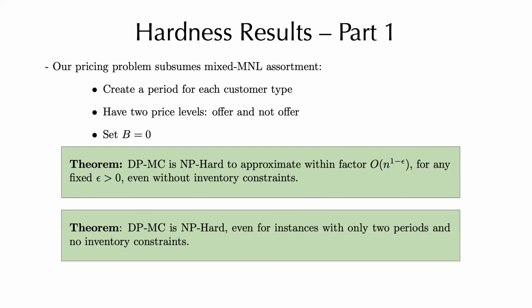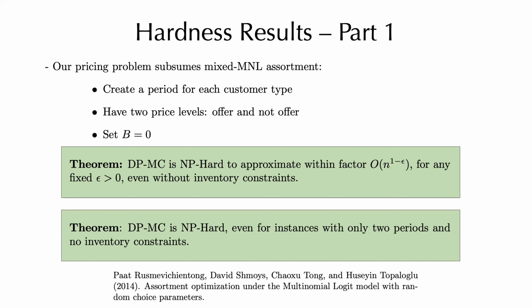And then the other one is that even if you have two periods, or two customer types in this case, it's still NP hard. So if you wanted to ask, what if I just consider a very small problem? With two periods, the problem is still NP hard. In these two periods, you have infinite inventory, but customers can choose according to different models in the two periods. So these results, again, we get for free. And this result is due to a POMS paper by Pat, David, Chao Xu, and Hussein.